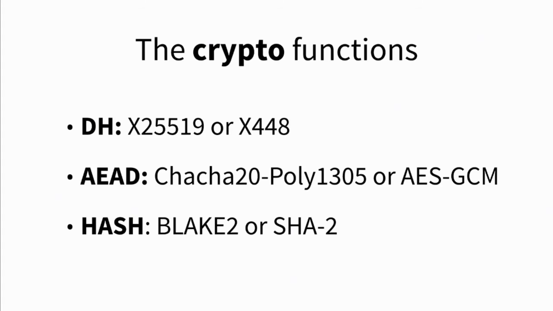Anyway, if you want to encrypt, you can use ChaCha20-Poly1305 or AES-GCM. One is fast in software, the other one is fast if you have hardware support. And finally, if you want to use a hash, you can use BLAKE2 or SHA-2. So remember, BLAKE was in the SHA-3 competition. And you can also realize that there is no SHA-3 in there. We're really far away from SHA-3.